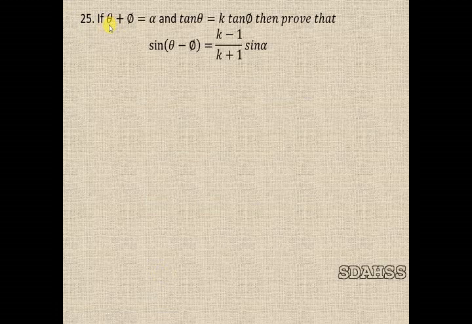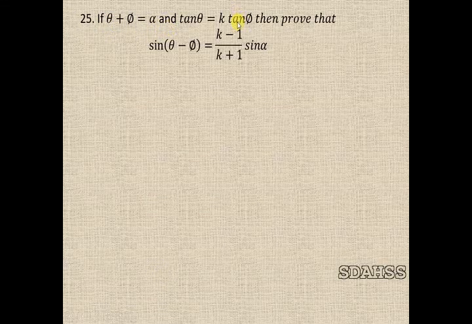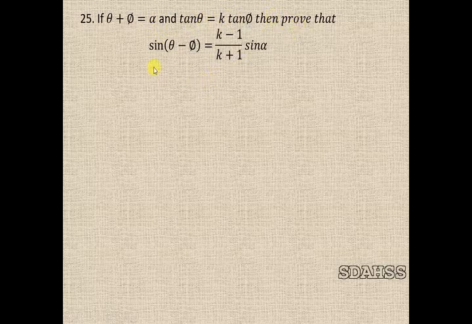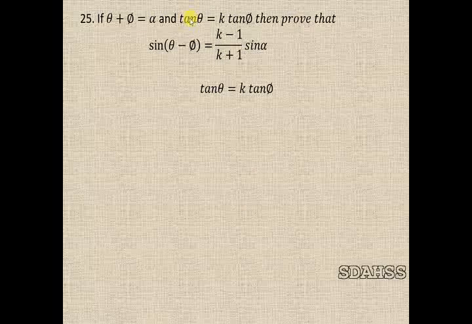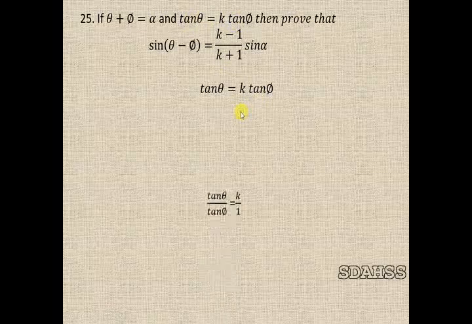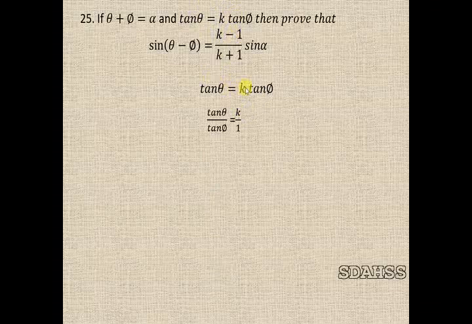25th sum. If θ + φ = α and tan θ = k tan φ, then prove that sin(θ − φ) = (k − 1)/(k + 1) sin α. Consider tan θ is equal to k tan φ. You bring this tan φ to the other side, it comes under the division.